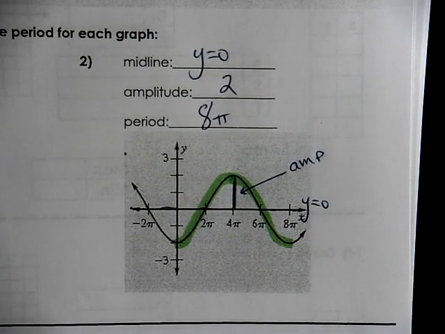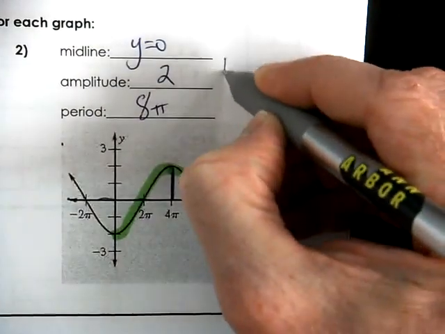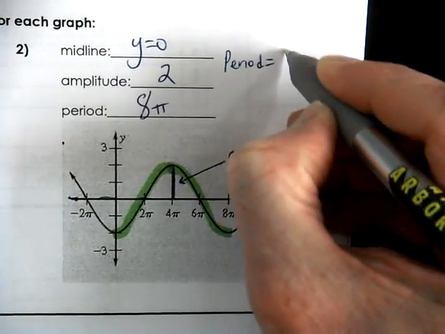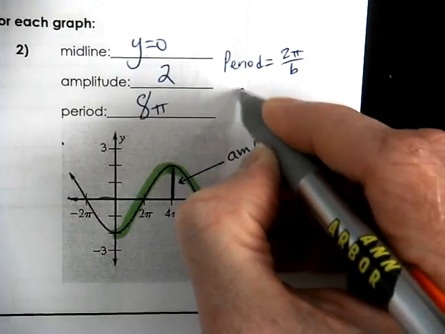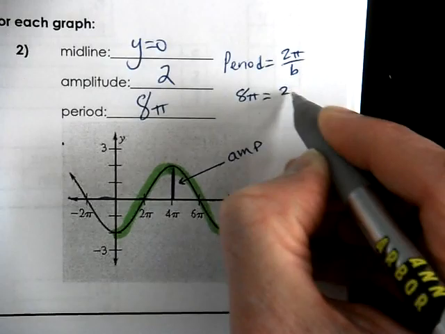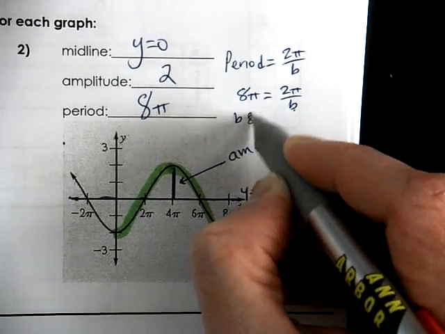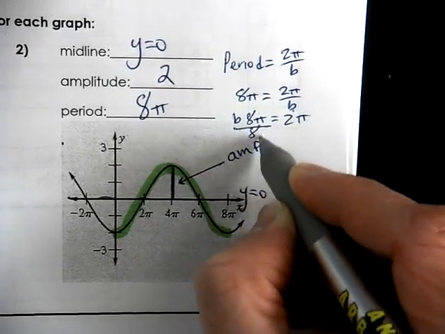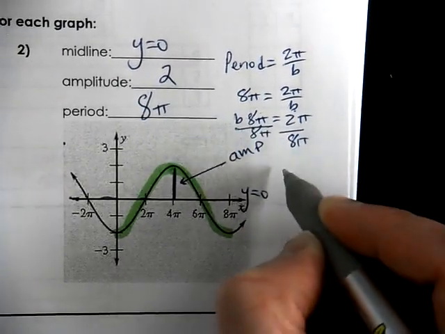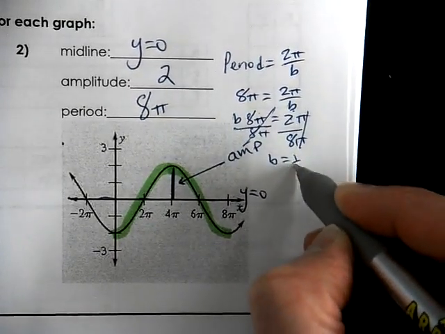That is stretching it 4 times more than usual. So you probably know what your b value is. But we can calculate our b value. If the period is 8 pi, and I multiply by b, and divide by the 8 pi, pi's are going to cross off and I reduce and get 1/4.